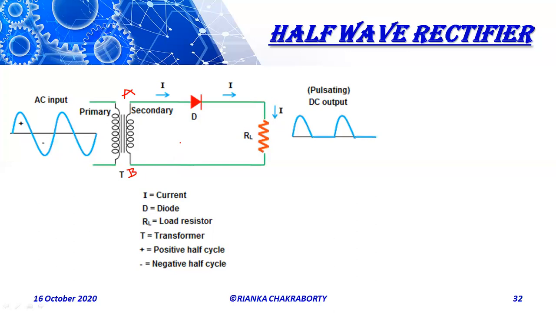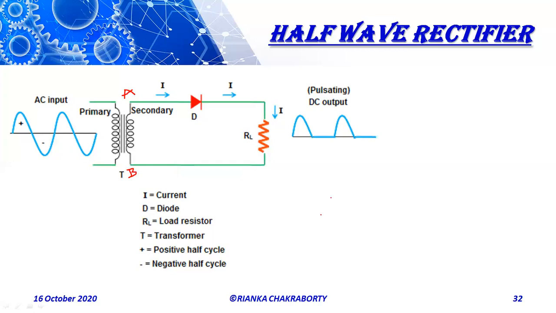Therefore, current flows through the diode during positive half cycles of input AC voltage only. It is blocked during the negative half cycle. In this way, the current flows through the load RL always in the same direction. Hence, DC output is obtained across RL.